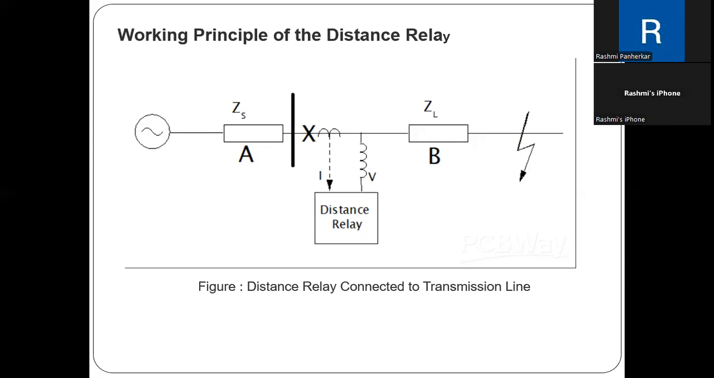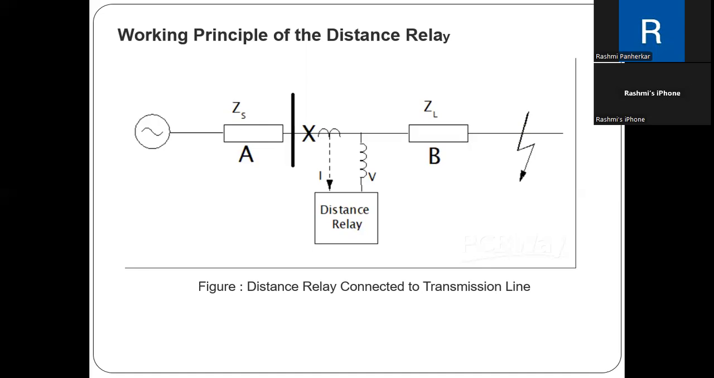Under normal condition, also referred to as the operating condition, the restoring torque or line voltage is higher than the deflecting torque or the current. The distance relay is connected between points A and B of the transmission line, with the parameters Zs and ZL, which are nothing but impedances.